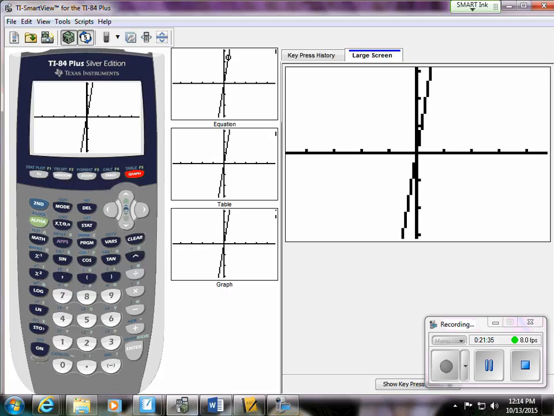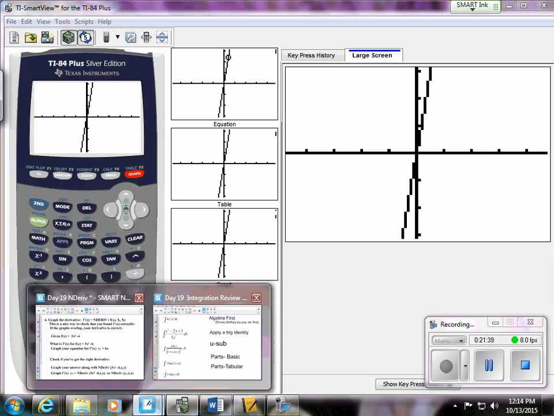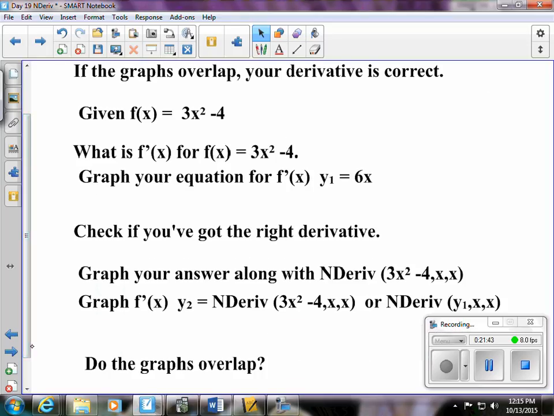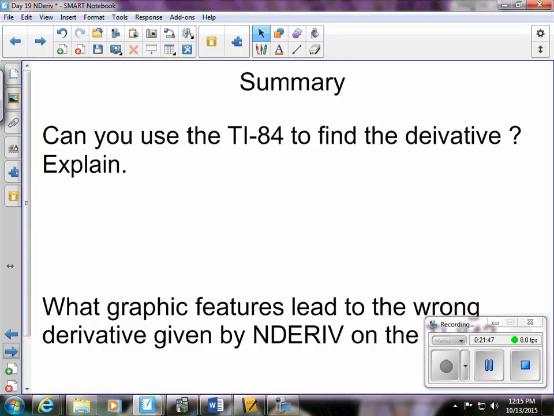Kids aren't going to really do that. I don't really think they will, but they might. Something to do. All right, so you can use that to check. You can graph the derivative. It just won't give you the equation for what you're graphing.